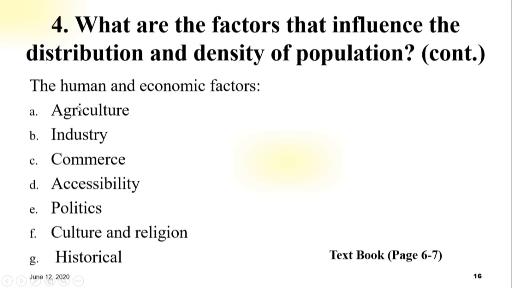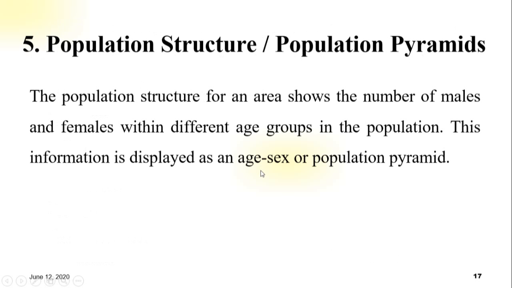So now please move to point number 5. Number 5 here talks about population structure. Do you know the word structure? Yes, the structure of the house, the structure of the building. This is what it always has in civil engineering. Population pyramid. When you hear the word pyramid, it is like a triangle, right? The top is small, the bottom is big.